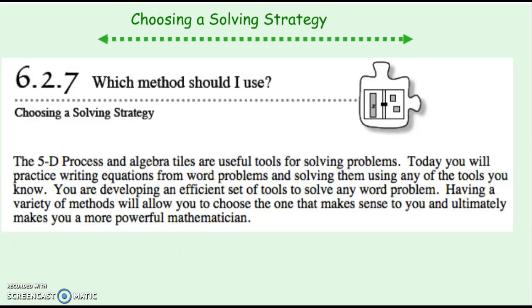Okay, 6.2.7, which method should I choose? Choosing a solving strategy. The 5D process and algebra tiles are useful tools for solving problems. Today, you will practice writing equations from word problems and solving them using any tools you know. You are developing an efficient set of tools to solve any word problem. Having a variety of methods will allow you to choose the one that makes sense to you and ultimately makes you a more powerful mathematician.